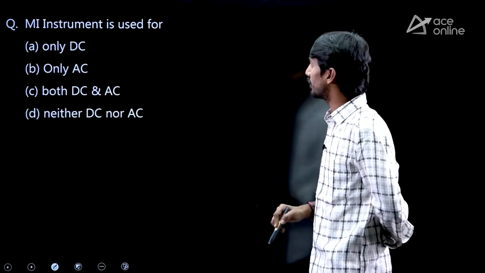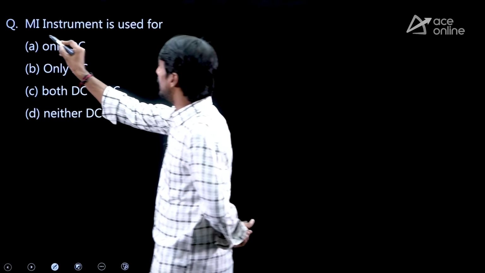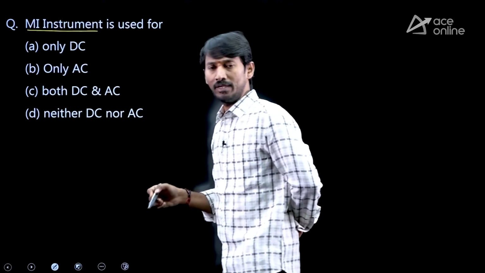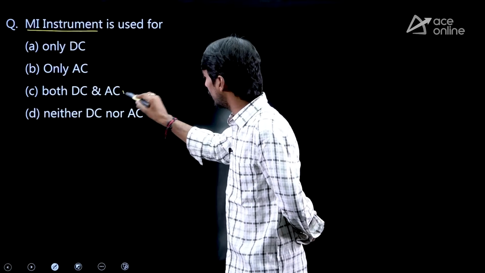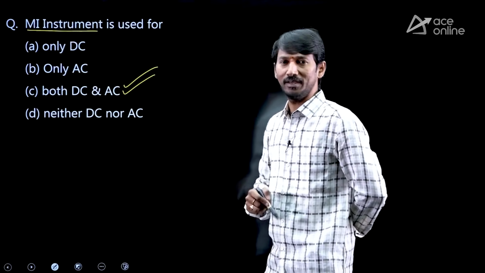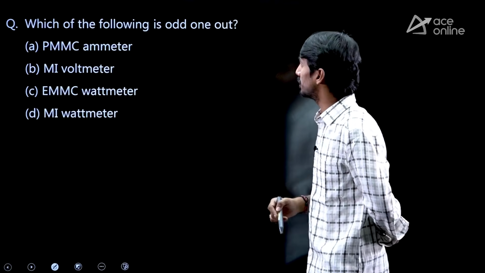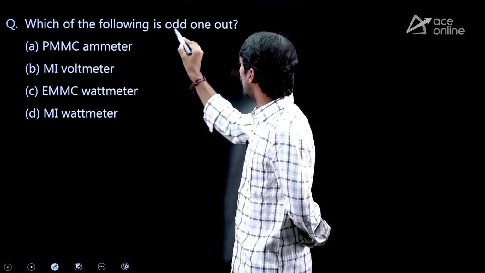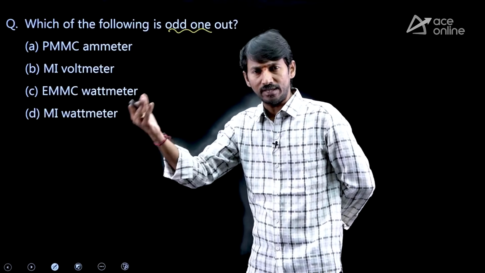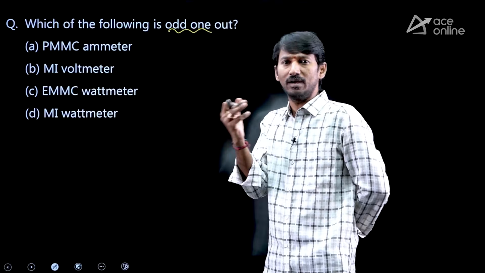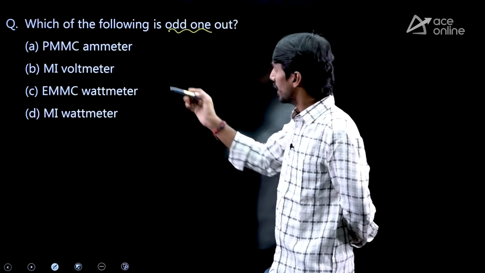Right. Next one. MI instrument is suitable for DC as well as AC. So automatically both DC and AC. Right. Next question. Which of the following is odd one out? What do you mean by this? 3 will be belonging to one type, one category, and 1 will be other category. That is what is called odd one out.